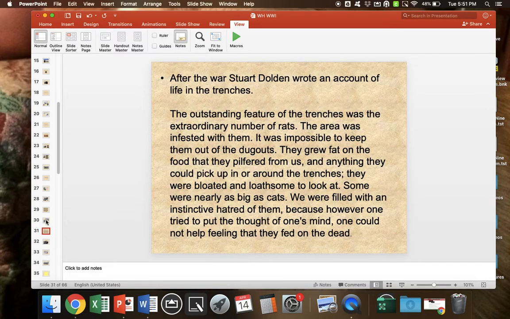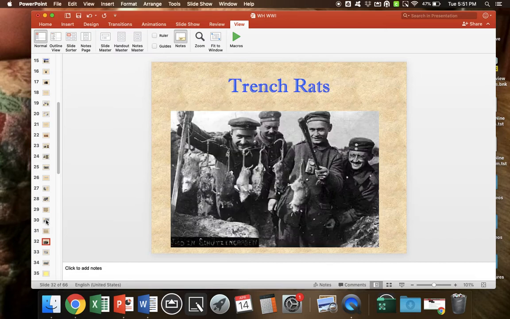Then we get rats. The rats that live in trenches are really not like mice, field mice. They are rats. They're huge. They're the size of cats, and they eat anything. They'll eat your food, they'll eat dead humans, and in some cases, even live humans. And these men hated these rats. This picture shows you the size of these rats. Like, they're huge. And again, something that most of these men grew to absolutely detest as they lived and fought in these trenches.